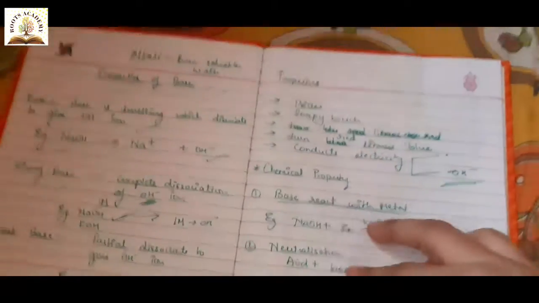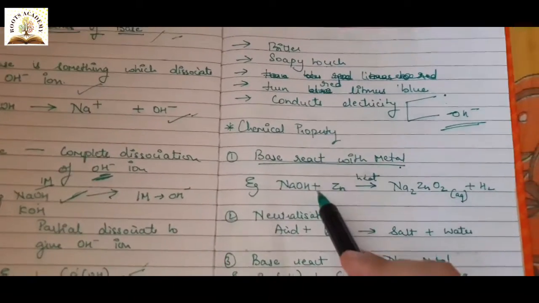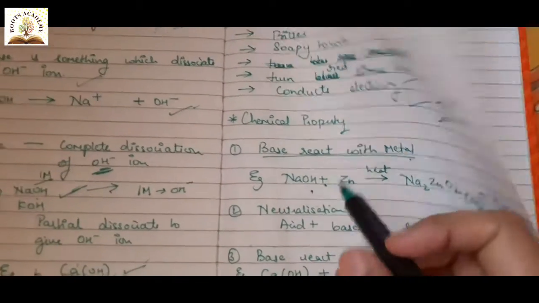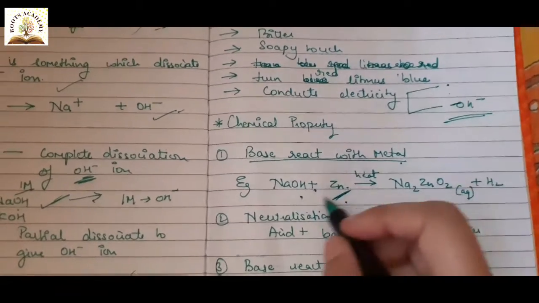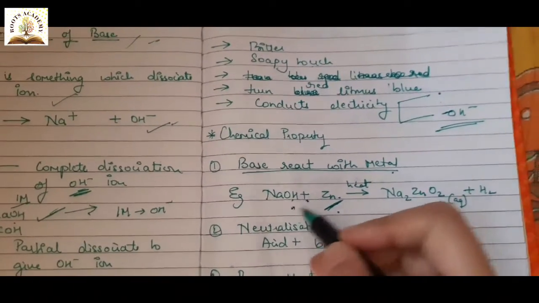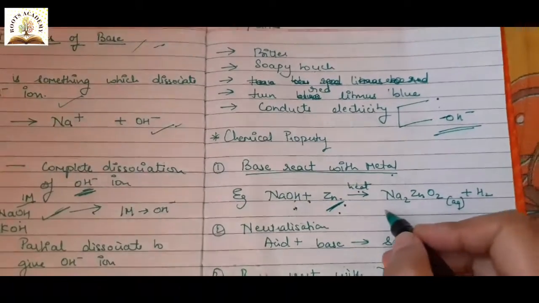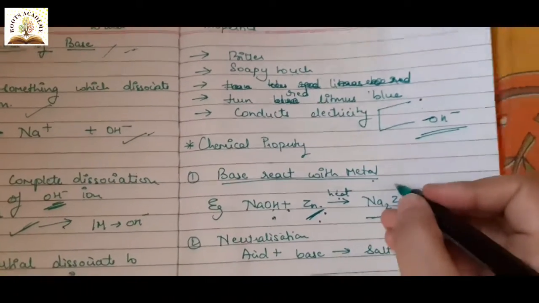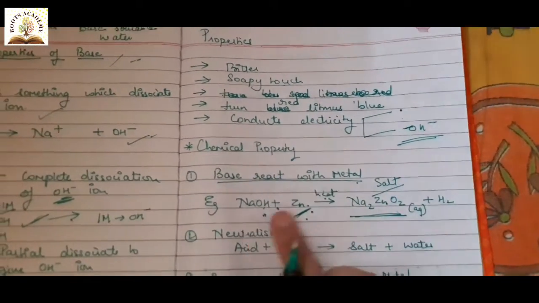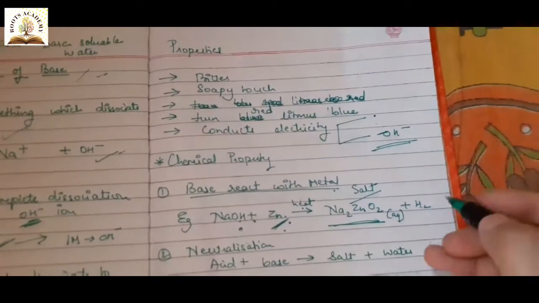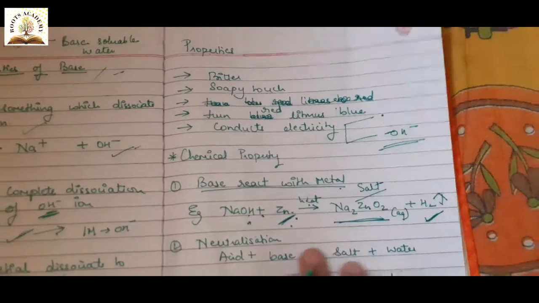Now the chemical properties of bases. The first chemical property is that bases react with metals. If you take a base, sodium hydroxide, and react it with a metal like zinc and heat, you will get sodium zincate. That is a salt. So when you react a base with a metal, you get a salt and hydrogen gas.